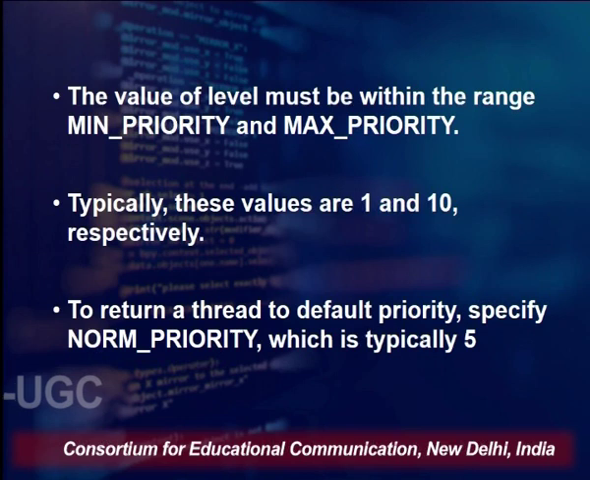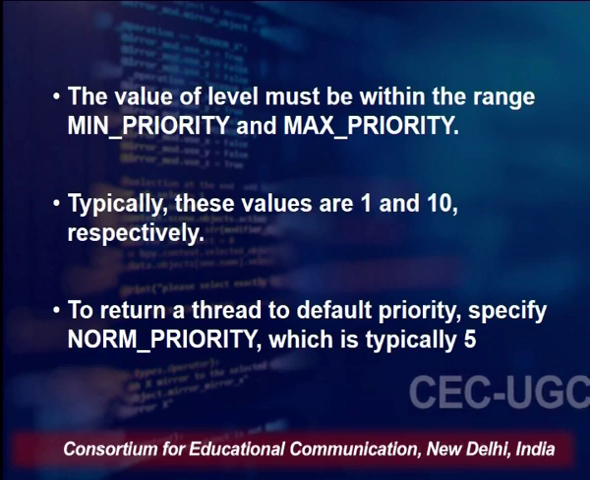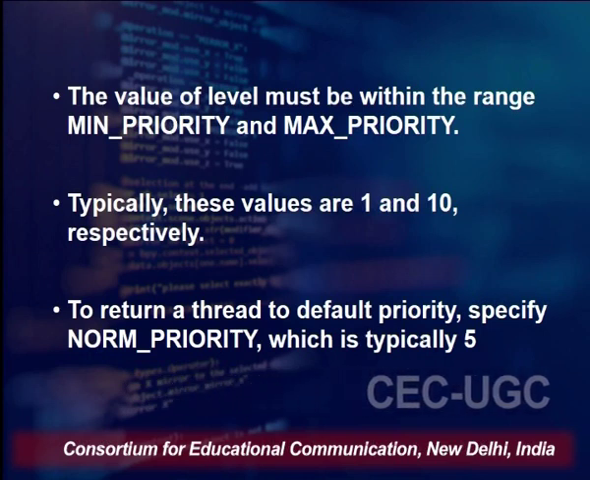Now what could be the value of this level? The value of level must be within the range MIN_PRIORITY and MAX_PRIORITY. These are two constants, and typically their values are 1 and 10 respectively. That means 1 is for minimum priority, and 10 is for the maximum priority. So we can set any level of the thread which is calling the setPriority method from 1 to 10, both inclusive.